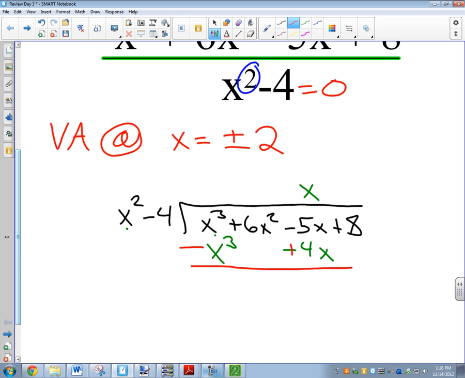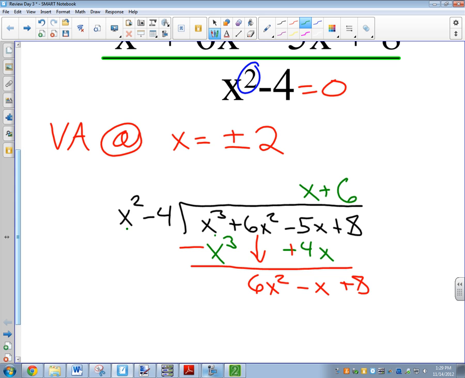What happens with my x cubes? Cancel. Anything to add with that 6x squared? So I'm just going to bring it down. Negative 5x plus 4x, negative x. And you can bring down that 8 as well. Doesn't matter if you do or you don't there. It's not going to affect your problem. Last thing I need to do, I say to myself, x squared times what gets me 6x squared? Just 6. The x squareds are the same.